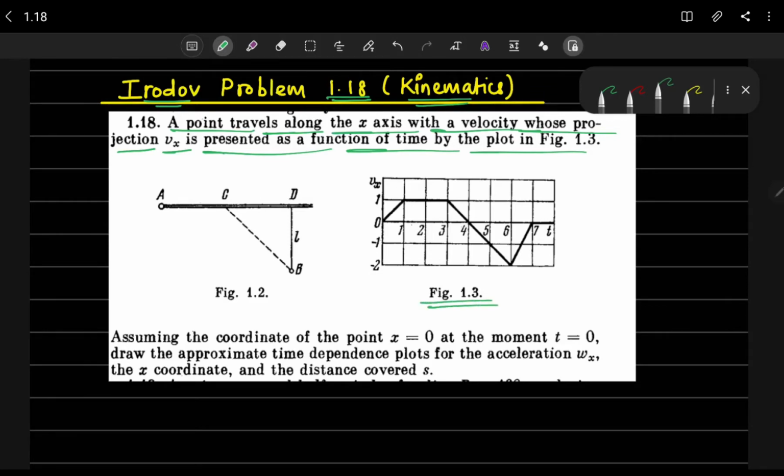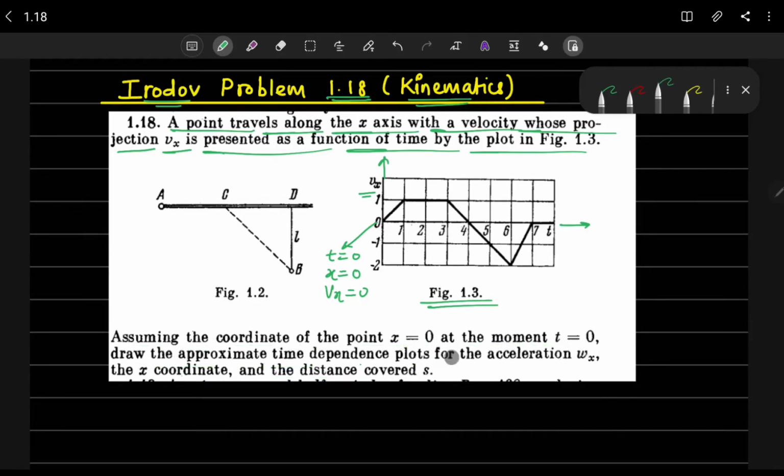So this is figure 1.3, in which on the x-axis we have the time and on the y-axis we have the x component of velocity. It is assumed that the coordinate of the point x is equal to 0 at the moment t equal to 0. So at t equal to 0, the position is 0 and the velocity component in the x direction is also 0. Now draw the approximate time dependence plot for the acceleration, the x coordinate and the distance covered s.